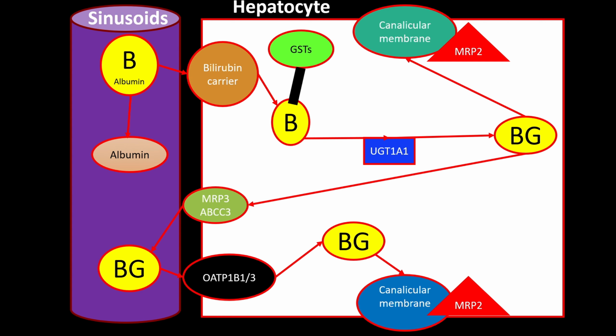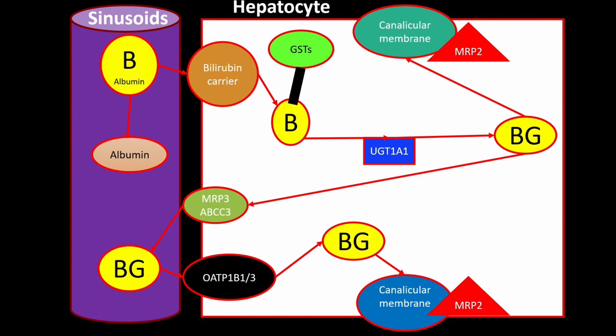This canalicular secretion of bilirubin occurs through an organic anion transporter, termed multi-drug resistance protein 2 or ATP binding cassette, ABCC2. A portion of the conjugated bilirubin is secreted back into the sinusoidal blood through another transporter named multi-drug resistance protein 3, ABCC3. Most of the conjugated bilirubin secreted via this transporter is reuptaken by hepatocytes downstream to the sinusoidal blood flow through the sinusoidal surface organic anion transporters called OATP1b1 and OATP1b3.